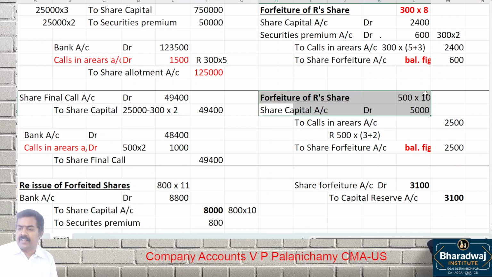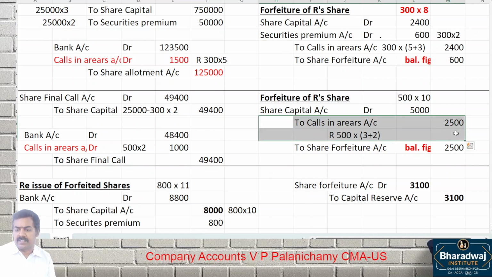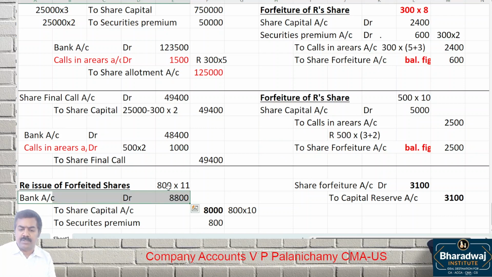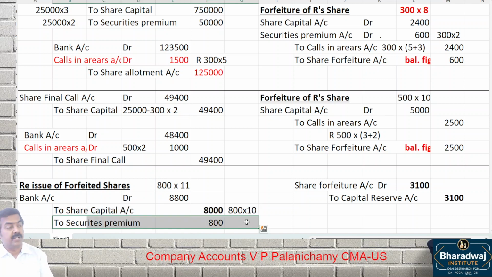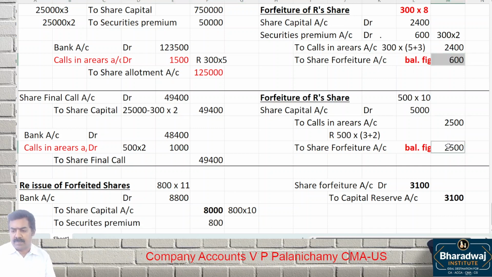Capital 500 into 10 fully called up. Here 300 into 8 partly called up. Premium we debit, same as the previous question, because it is not collected. Here ignore it because the premium is collected. Here there is no loss. Look at the share reissue: we reissued for how much? 11 rupees. 800 into 10 only is capital. Balance will go to which account? Securities premium. No loss on reissue. The entire amount, 600 plus 2,500, totally how much? 3,100 will be transferred to which account? Capital reserve account.